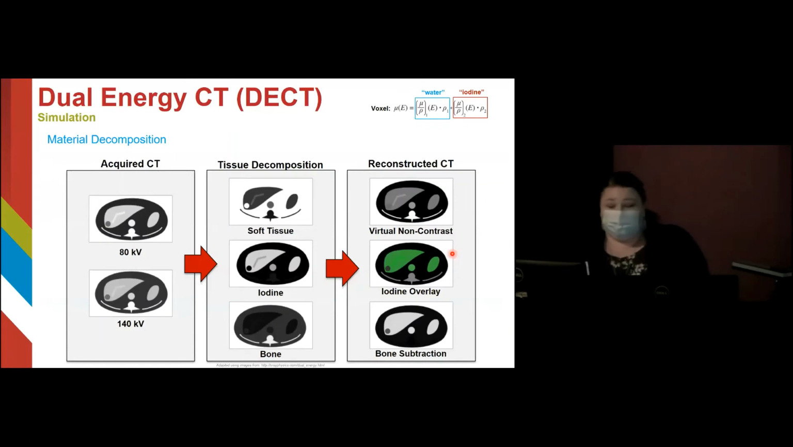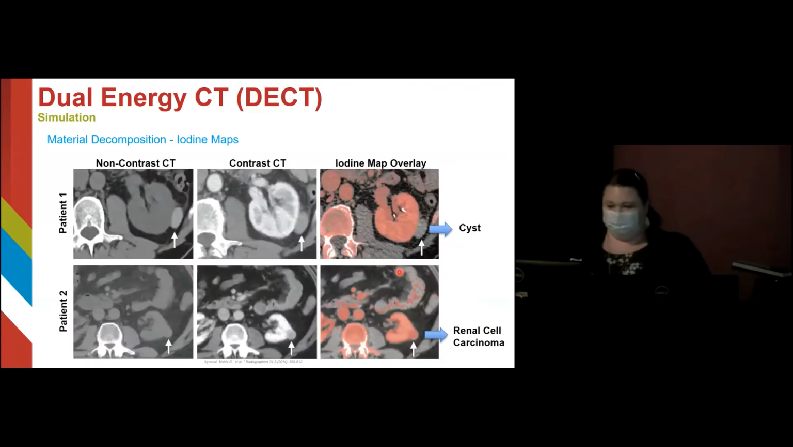Dual energy also allows us to perform a material decomposition, where we're going to calculate the composition of a given voxel by figuring out how much attenuation is coming from these different materials. So once we create these decompositions of, say, soft tissue, iodine, bone, we can then reconstruct the CT to emphasize or subtract out different components, which I'll show next.